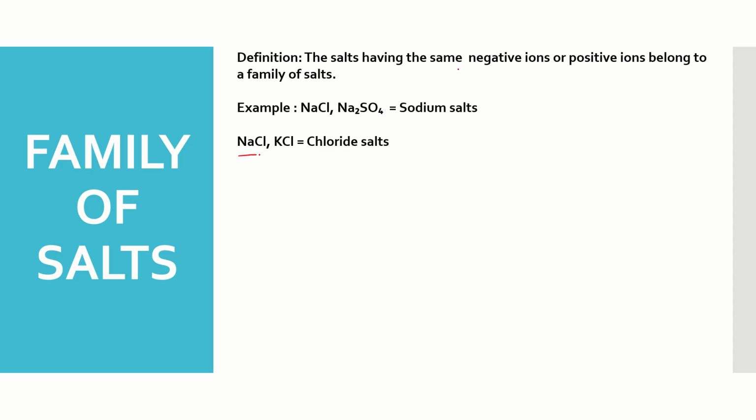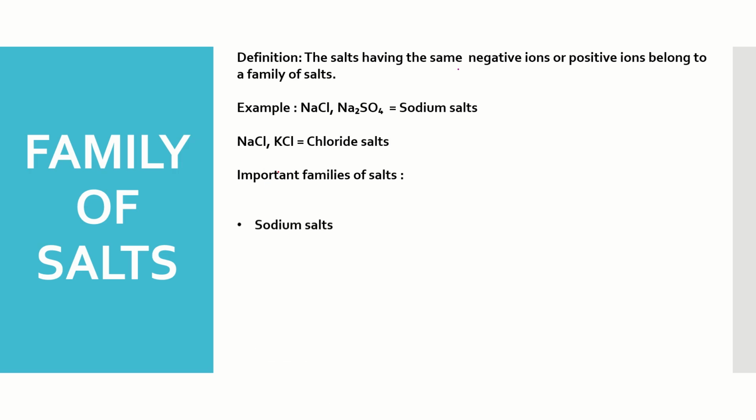Another example, sodium chloride and potassium chloride. In sodium chloride salt and potassium chloride salt, chloride is the common ion. So the chloride ion, Cl- anion, is common in both salts. That is why they belong to the family of chloride salts.